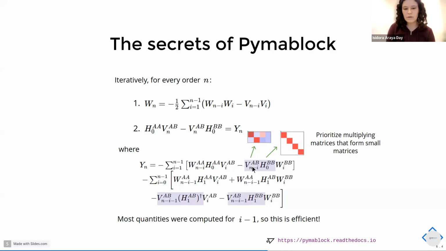So for example, we see there's a product between a matrix occupying the AB subspace. So that one is a rectangle. There's BB, which is the huge matrix. There's another BB, another huge matrix. And if we were to multiply BB with BB first, then we would be occupying a lot of memory and a lot of time. But if we first form a rectangle by multiplying these two first, and then the other square, then we're saving lots of time and memory. So prioritizing small matrix products is something we do by using SciPy linear operators, if you're interested. All right, so these are some of the secrets of our package.